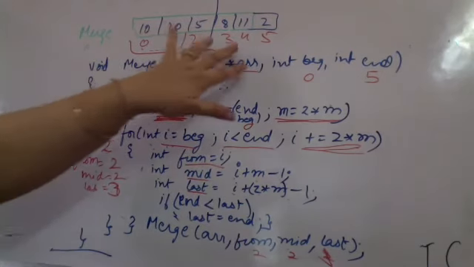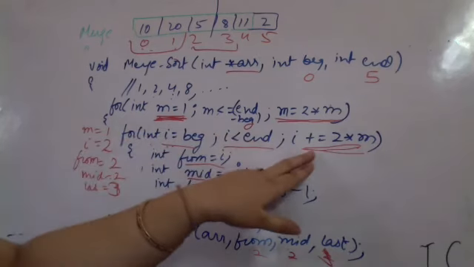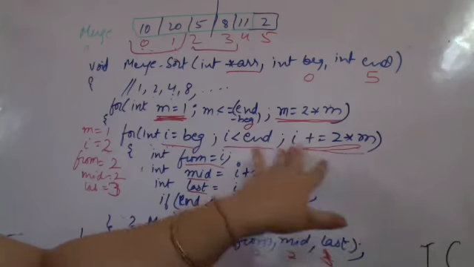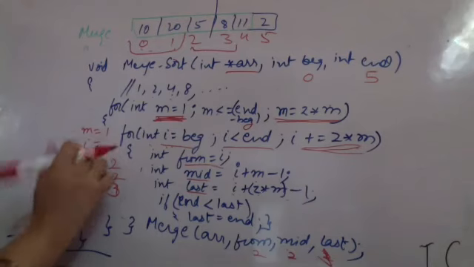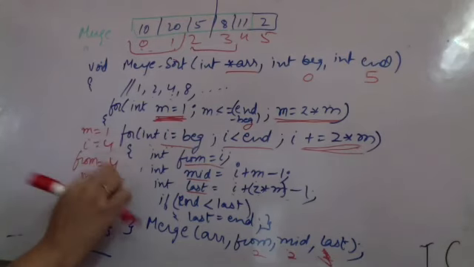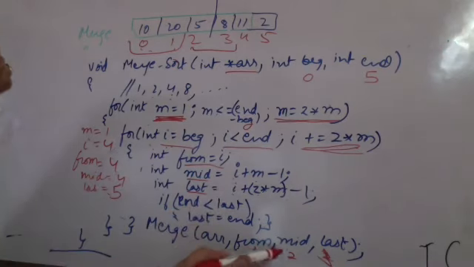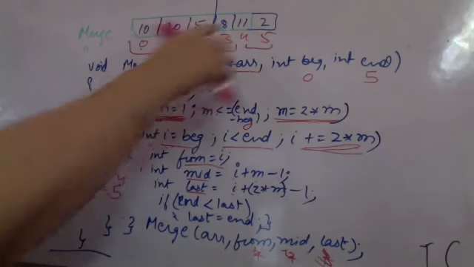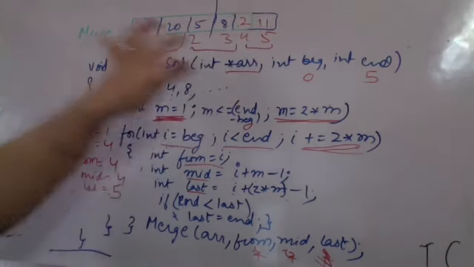So 2 and 3 will be sorted. Now we again go, I now changes to, I is already 2, 2 plus 2 into 1 is 2, so now I becomes 2 plus 2 which is 4, so I becomes 4, from becomes 4, mid becomes 4, last becomes 5. So now you are calling for 4, 4 and 5, so these two are also sorted. So after the first iteration of the inner loop, only this change has happened, this becomes 2, this becomes 11. Now this is sorted for you.